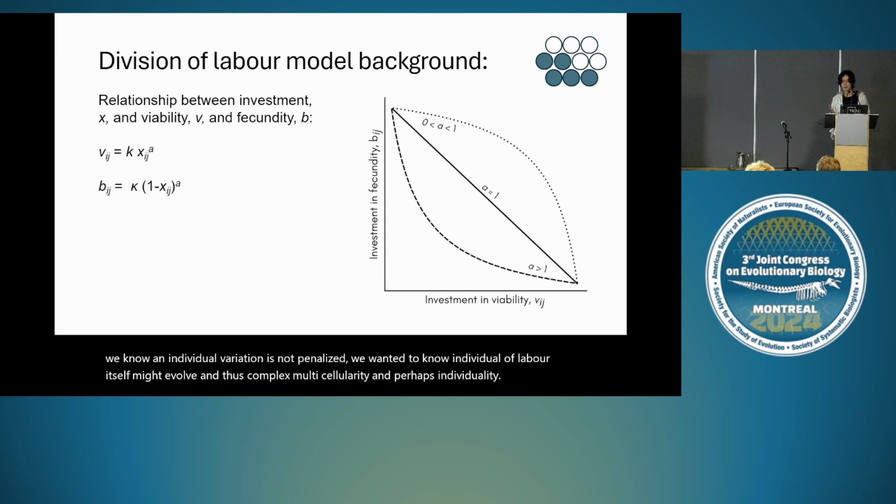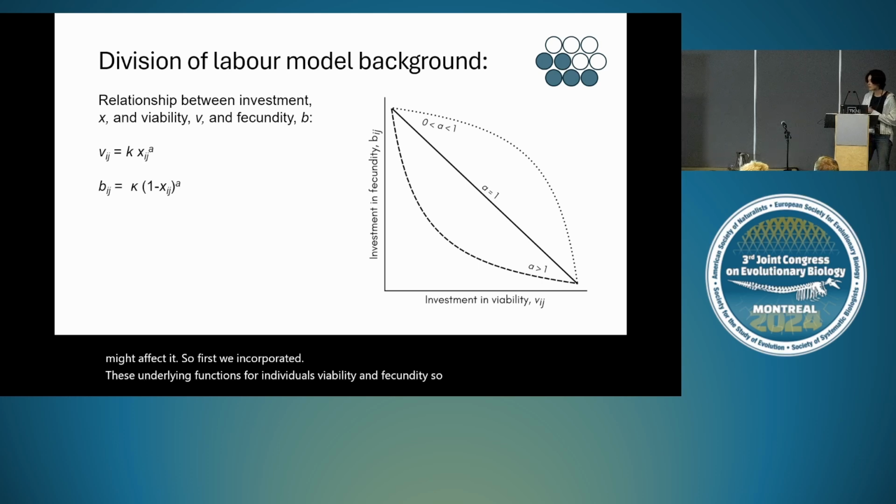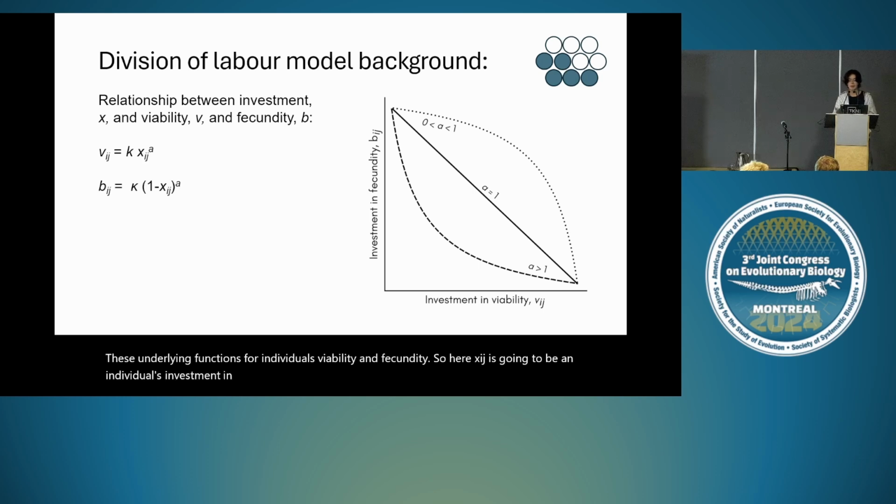So still within Michaud's scenario, we developed the model further to investigate the evolution of division of labor and how things like the group covariance effect and viability sharing might affect it. So first we incorporated these underlying functions for individuals' viability and fecundity. So here x_ij is going to be an individual's investment in viability, and 1 minus x_ij is then its investment in fecundity.